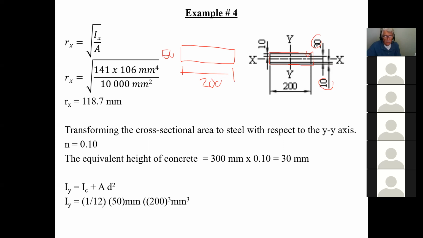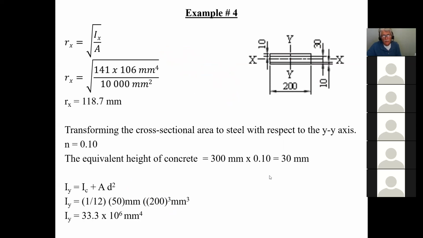So I treat this as if it's one rectangle, and therefore it's 1/12 the base. Which is the dimension that is parallel to the axis? It's the 50, that becomes the b. Which is the dimension perpendicular to the axis? That's the 200, and that becomes 200 squared. Is there any Ad squared? No, because they all coincide. The centroid here coincides with the centroid of my section, and that's how easy it is to calculate the IY, because everything coincides here. I don't have an Ad squared. And therefore, now I've calculated my IY, and it ends up being 33.3 times 10 to the 6.